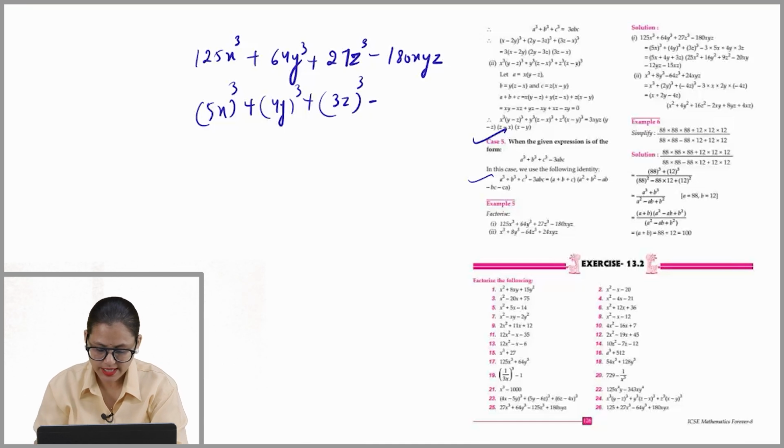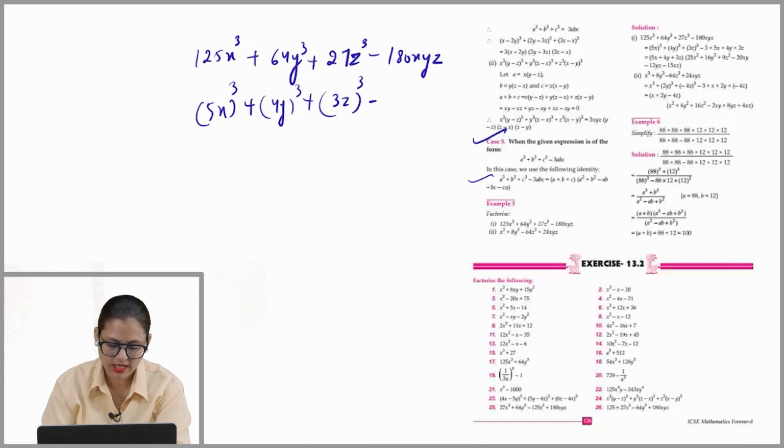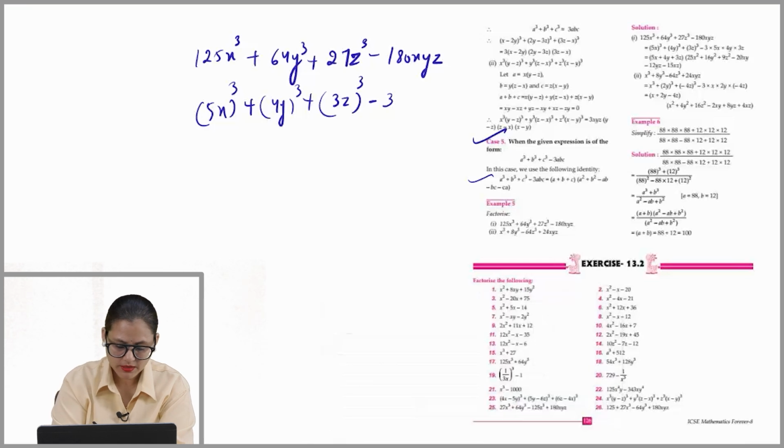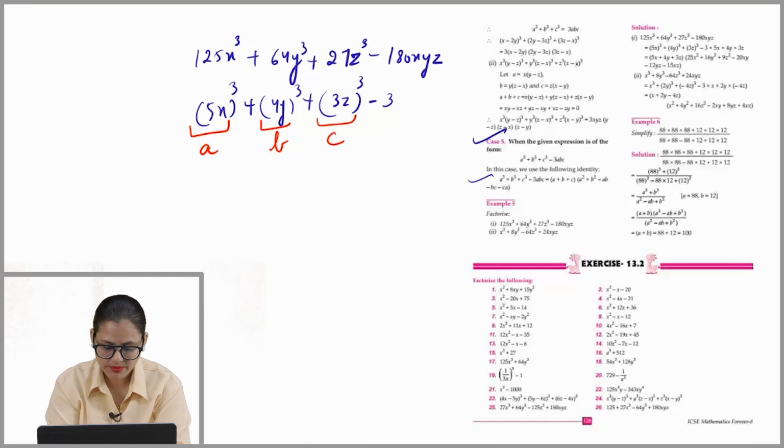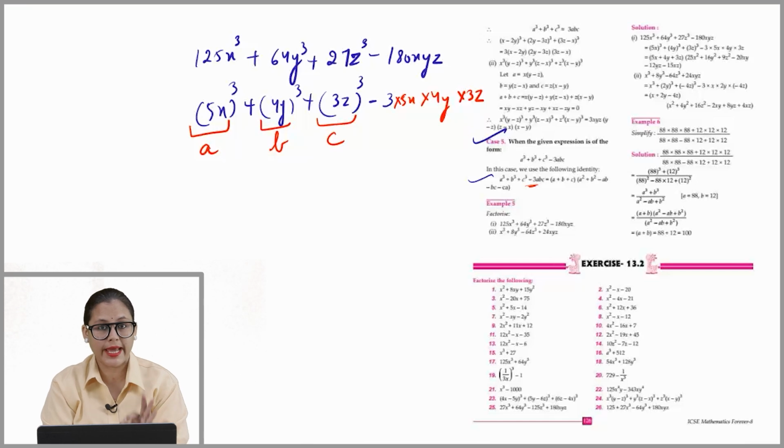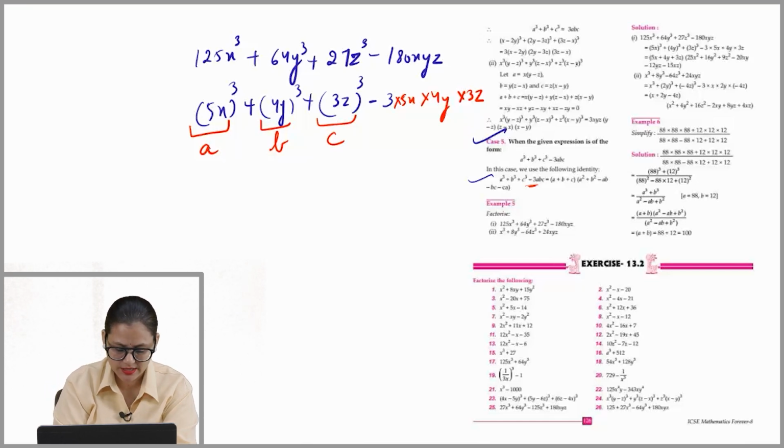Minus, so what is the identity? What does the identity say? A cube plus b cube plus c cube minus 3abc. Okay, so see this is a, this is b, this is c. So minus 3abc, 3 into a is 5x, into b is 4y, into 3z. Right. Now, according to identity, a cube plus b cube plus c cube minus 3abc is equals to a plus b plus c. Okay, so a is 5x, b is 4y, c is 3z.